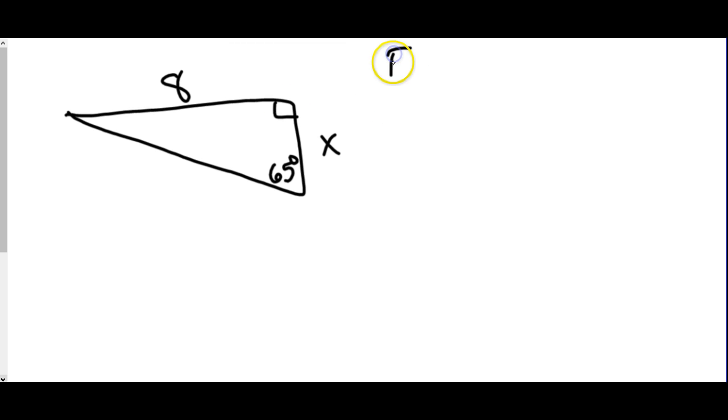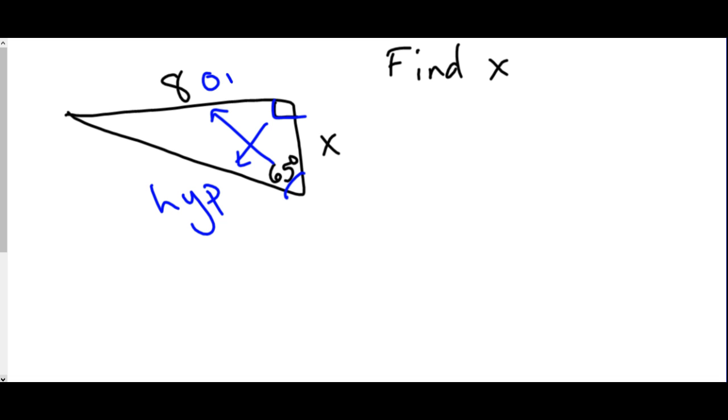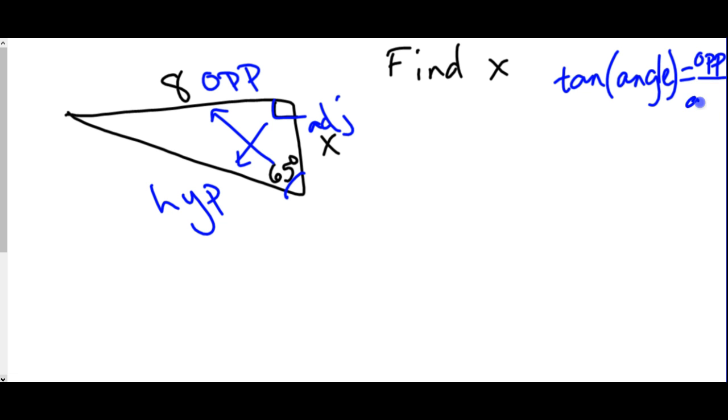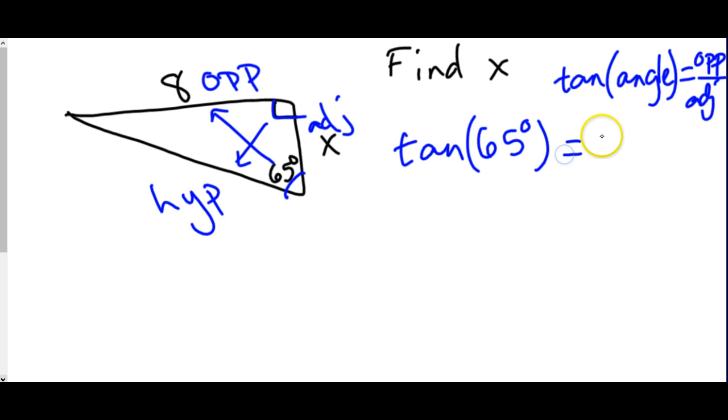So I want to find x again. We know across from the right angle is hypotenuse. Across from the angle given is opposite. And the last thing is adjacent. We know the formula for tangent is tangent of the angle equals opposite over adjacent. And we go plug our stuff in. Tangent of 65 degrees equals opposite, which is 8, over adjacent, which is x.